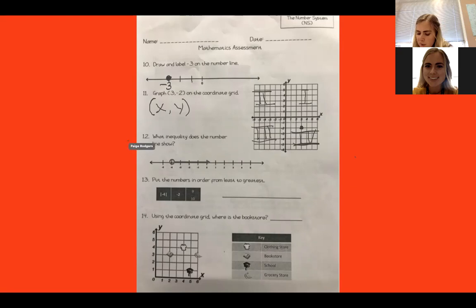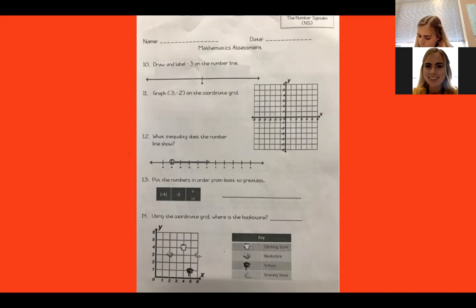Okay, next one. What inequality does the number line show? So we see that it's at -4 and it's showing the arrow to the right. If it's pointing to the right, that's showing numbers bigger than -4. Since it's an open dot, I know it's either going to be a greater than or less than sign. So I know it's a greater than sign because it's pointing to the right. So x is greater than -4. If there was a closed dot there, then I would say x is greater than or equal to -4. But it doesn't ask that.